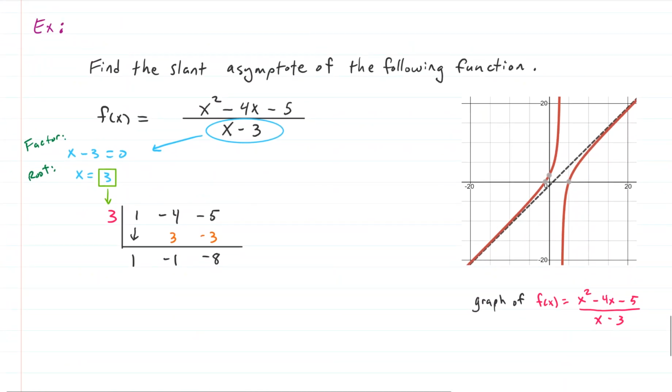So if we want to find the slant asymptote of the following function, and the function we're given is x squared minus 4x minus 5 in the top, and in the bottom, x minus 3. Over to the right, you see a picture of this, and you see the slant asymptote. It's slanting, going up as you move right.